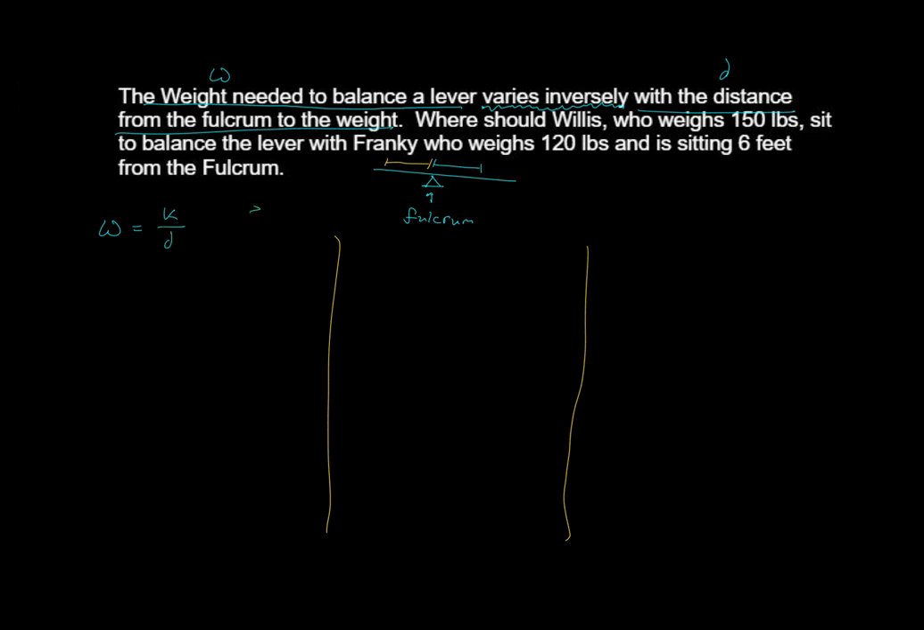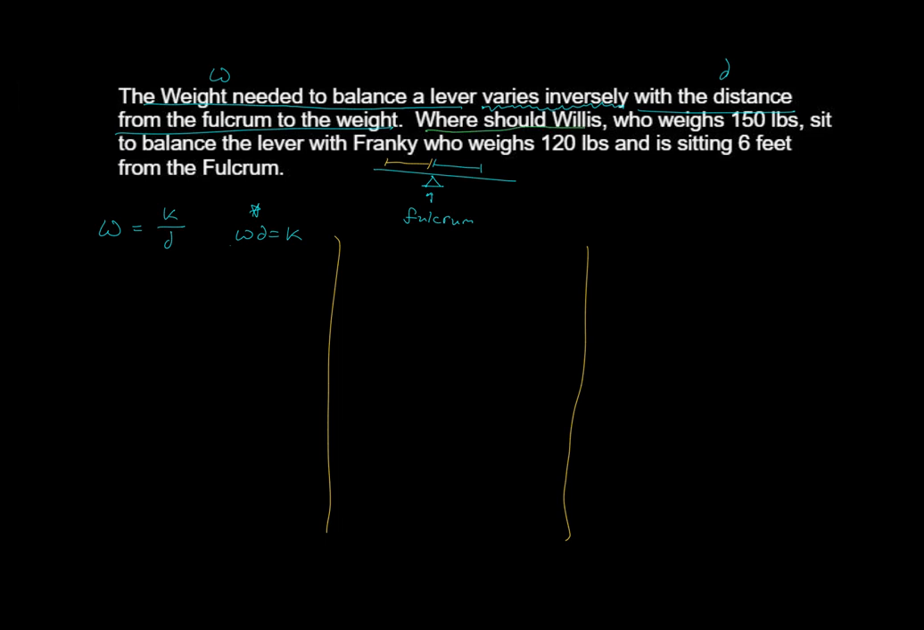I could have also set it up initially as WD, weight times distance, equals k. If you are using x and y to label the variables, make sure you label what represents what so you don't get confused when you plug stuff in. Though inverse variation is kind of forgiving on that. Now, in order to find the value for k, I need my completed set of information.